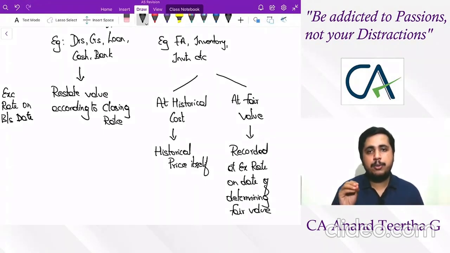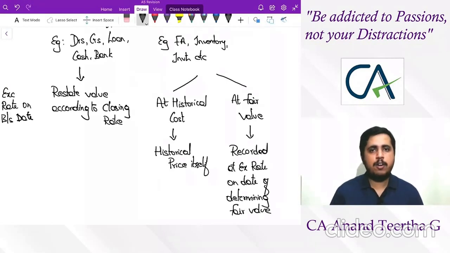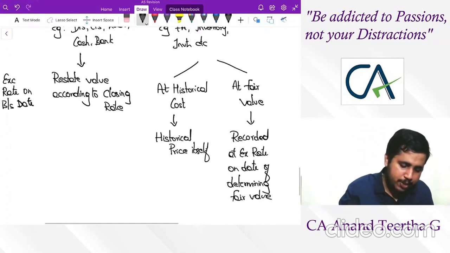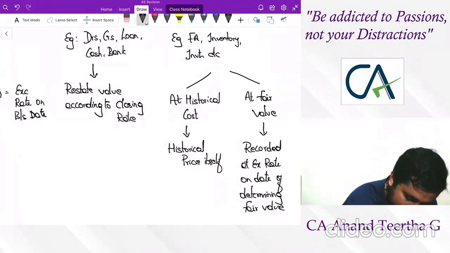So this is how you have to deal with the balance sheet items. If it is a monetary item, restate it according to the closing rate. If it is a non-monetary item, normally do not restate it. If it is historical cost, keep it at historical cost. If it is at fair value, then the exchange rate on the date of derivation of fair value will be considered for determining the elements of foreign currencies. Now, the point continues that the monetary item should be restated according to the closing rate. So because of that, what happened? There arose an exchange rate difference again.